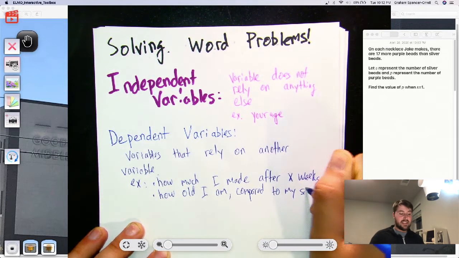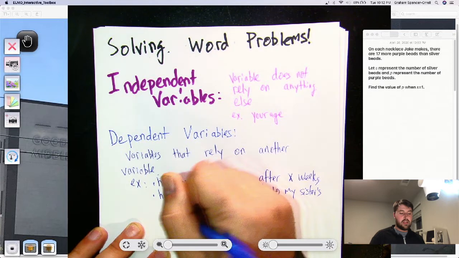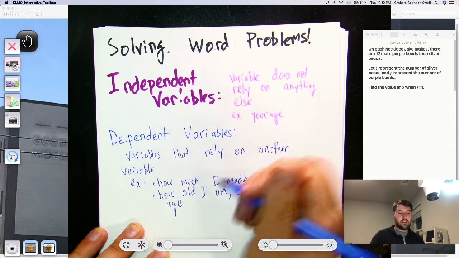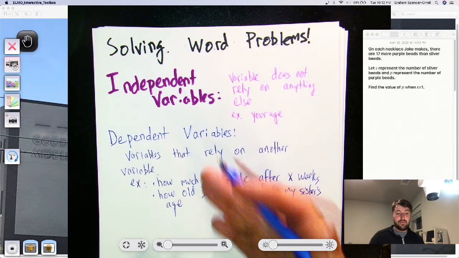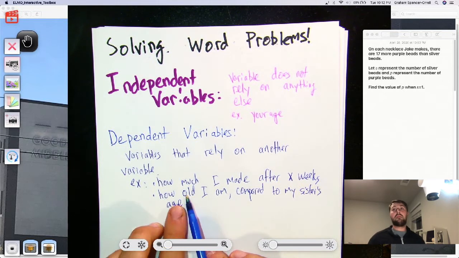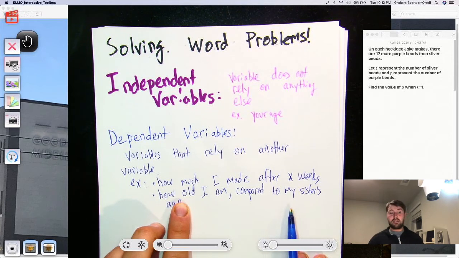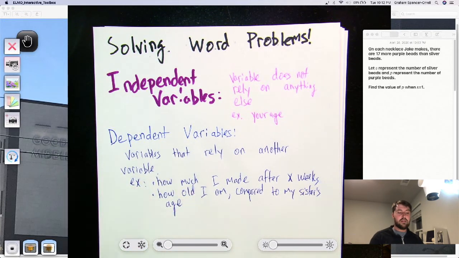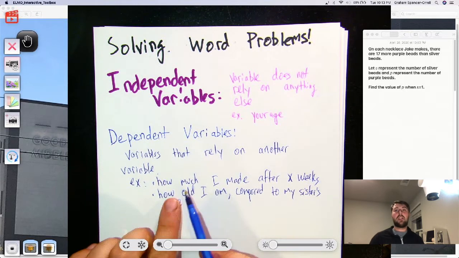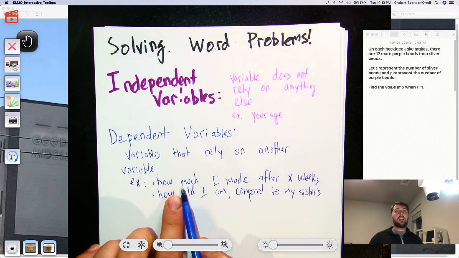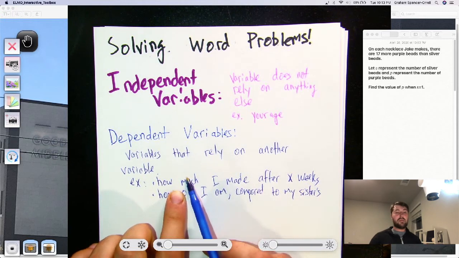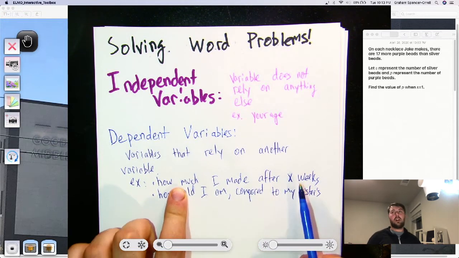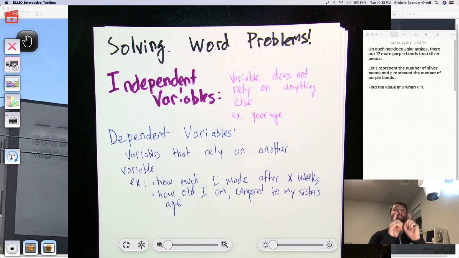And so you'll see these have two different parts to it. There's the dependent variable and then the number that is different. So if you're asking how old I am compared to if I'm 3 years older than my sister, you don't know how old I am unless you know that my sister is 22. If you know how much I make per week, you won't know how much I make total unless we know the number of weeks I've been working. If I make $500 every week, you won't know my total amount unless I tell you I have been working for 10 weeks.